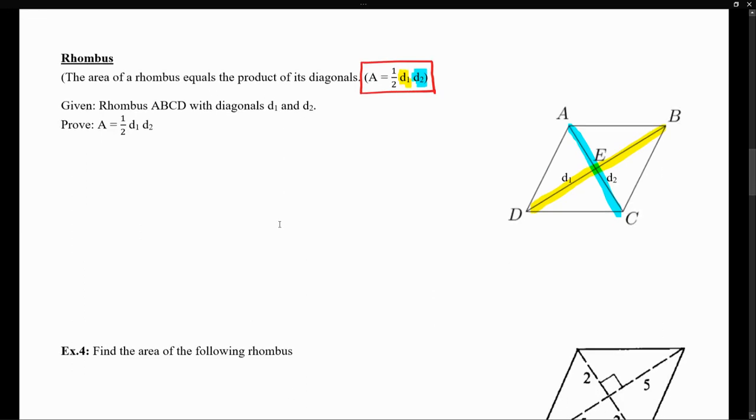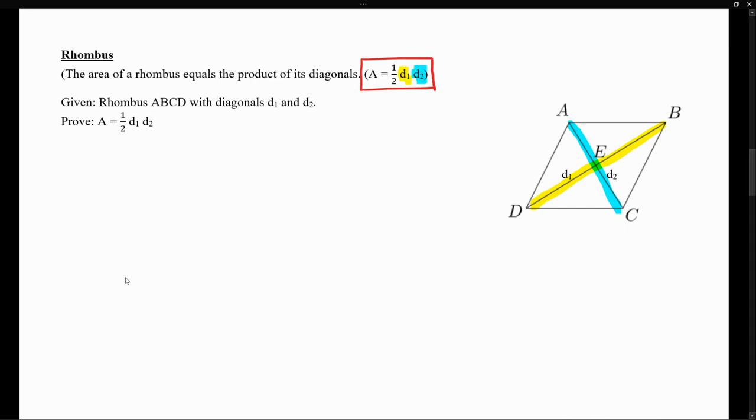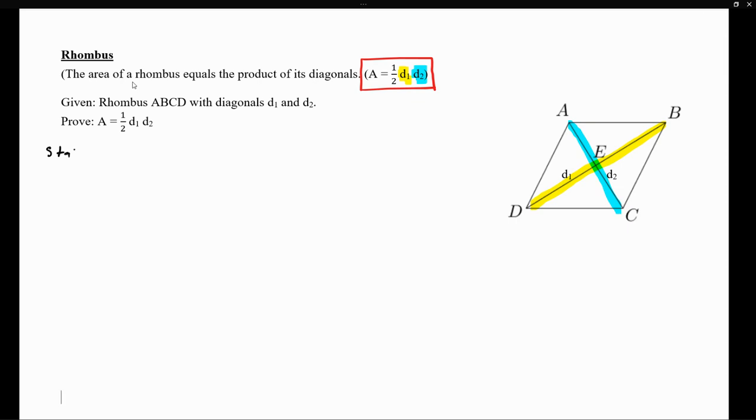Let's prove it. Let's show that this is true. Let's show that the area of the rhombus is actually 1/2 times diagonal 1 times diagonal 2. So let's show that. So let's start by doing a statement and reason.